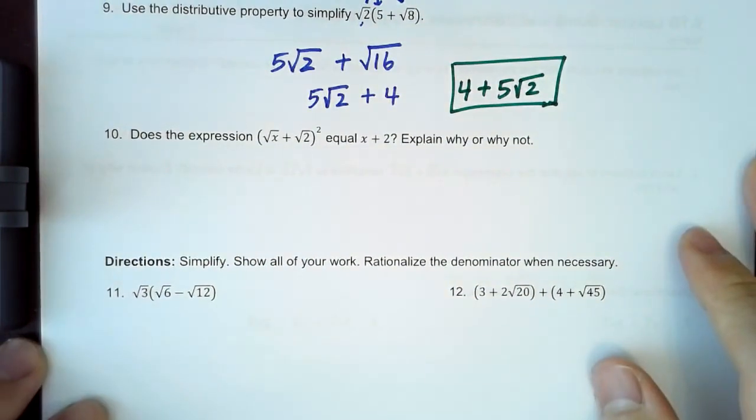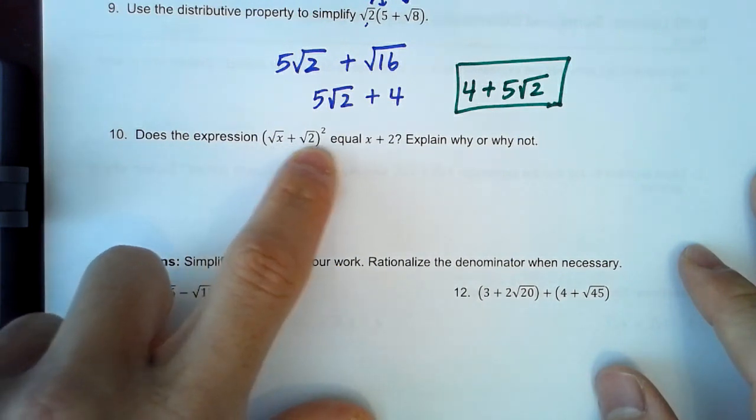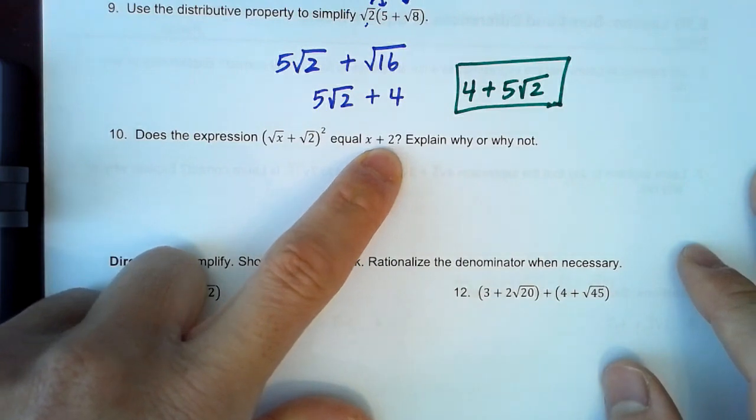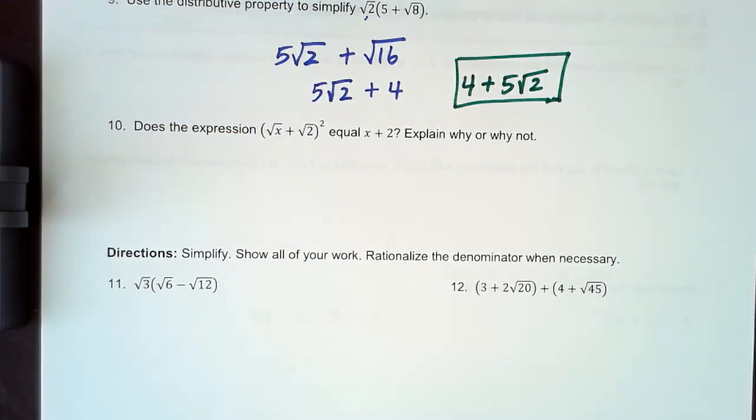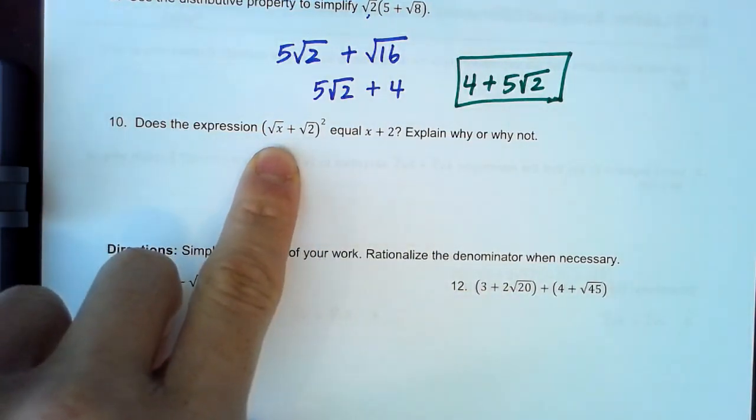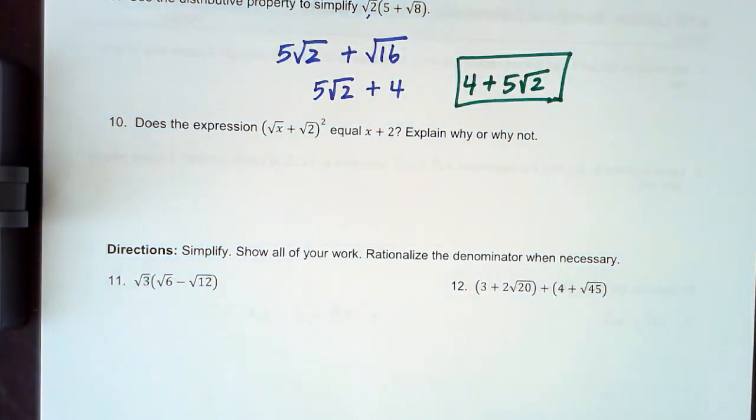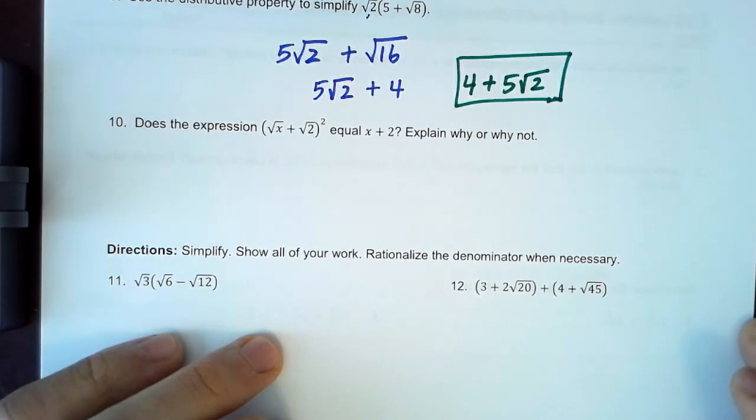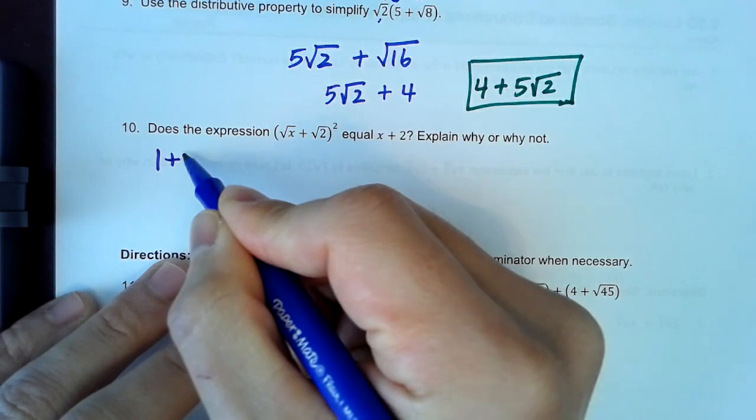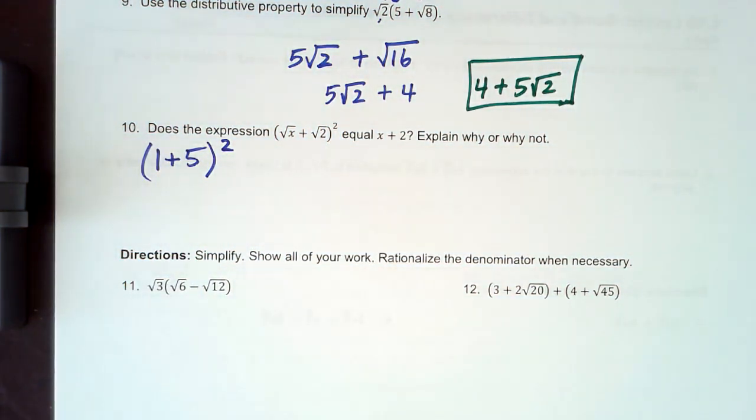Okay, so number 10 says, does the expression the square root of x plus the square root of 2, squared, equal x plus 2? Wow, this is a huge question. It's probably one of the most misunderstood concepts. People always make a mistake on this. So I'm just going to give you another example. Okay. So, for example, if I gave you 1 plus 5 squared, what do we think that is?